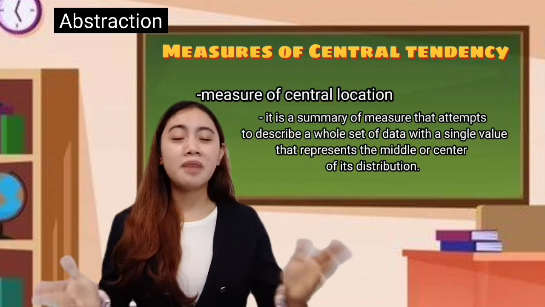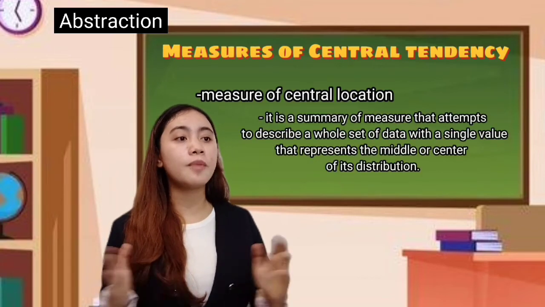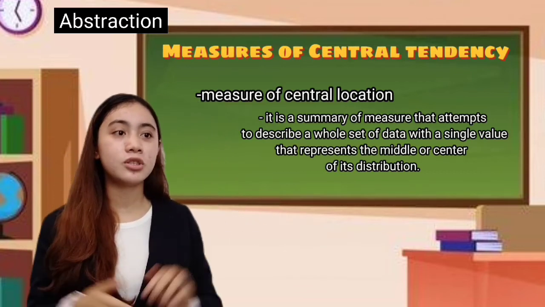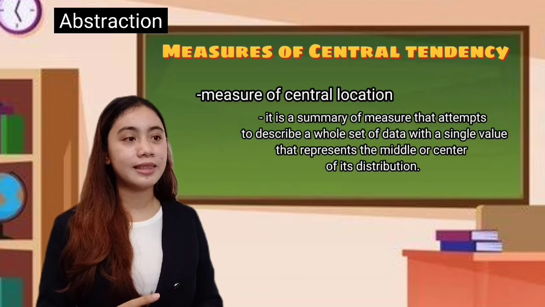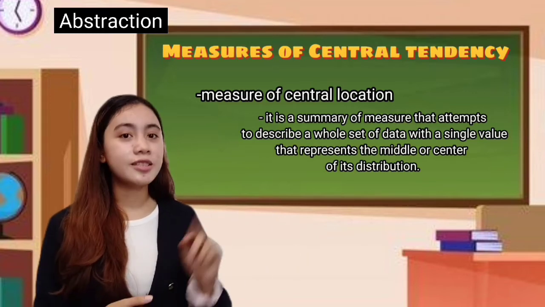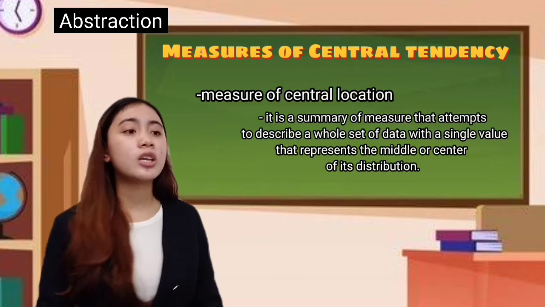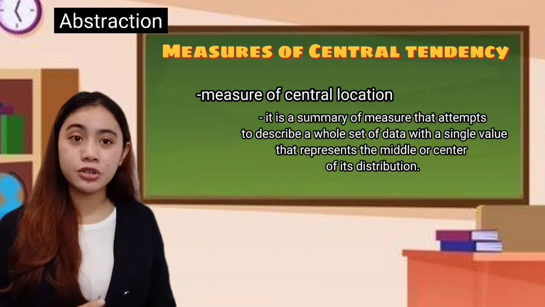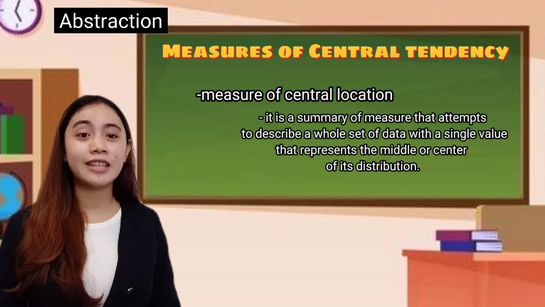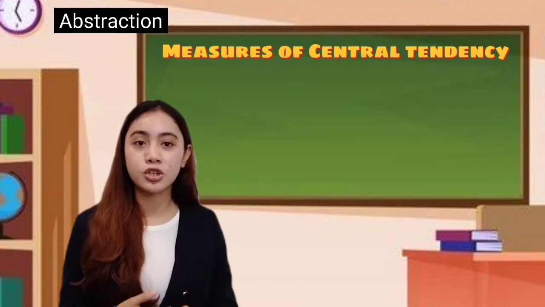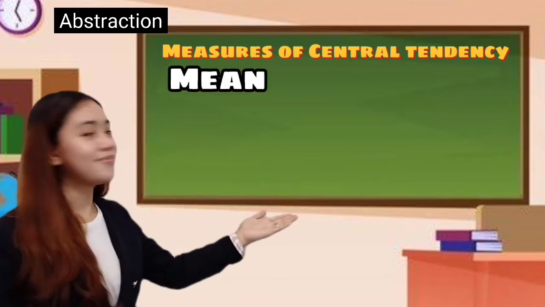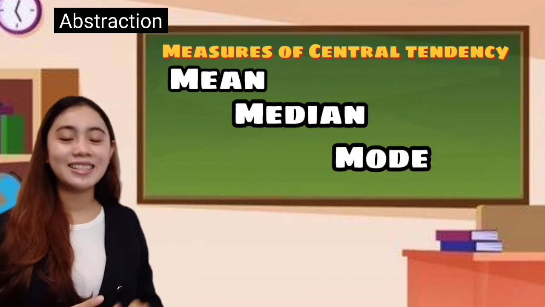Very good. So measures of central tendency, or measures of central location, is a summary measure that attempts to describe a whole set of data with a single value that represents the middle or the center of its distribution. So in short, this is the measure that tells where the center of the data set is located. There are 3 types of measures of central tendency: the mean, the median, and the mode.